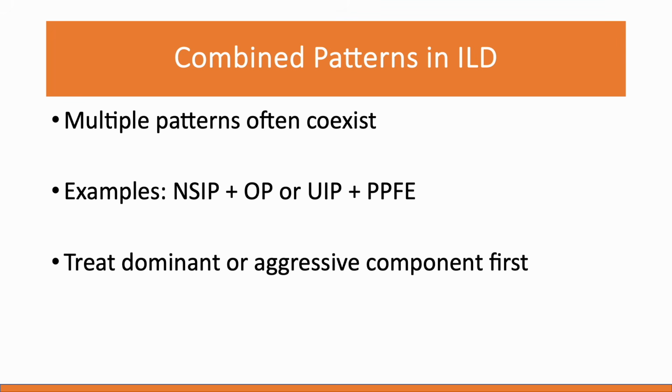Coming to combined patterns, I have been mentioning again and again where one pattern can coexist with NSIP or UIP. So, this guideline statement takes into account that a lot of times you may have combined patterns. You will have multiple patterns like an NSIP with organizing pneumonia or a UIP with a PPFE. In that case, it's advised that we should treat the dominant or the more aggressive component first.